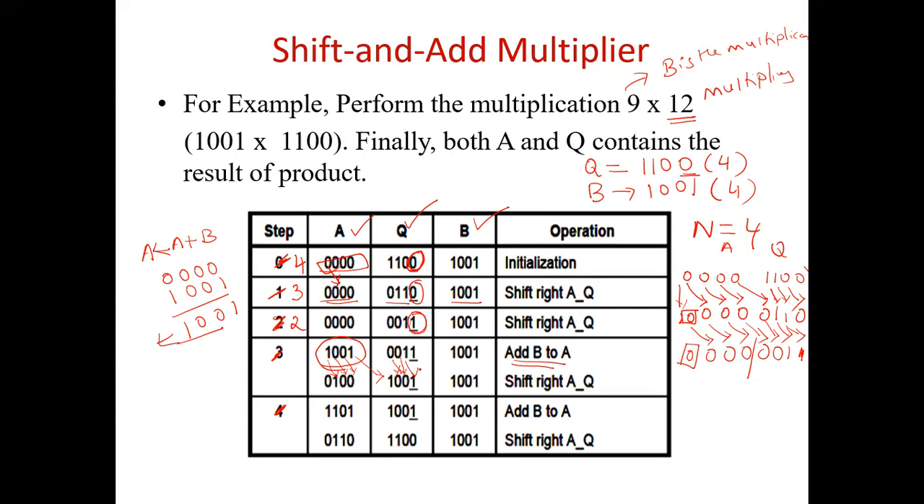Once I complete the process, my n value is decremented by 1. Okay, n value is decremented. Fine, so this is the thing. Again, I will check my Q naught. Q naught is again 1, so I have to add my A value with B. My A value is 0, 1, 0, 0 and B value is 1, 0, 0, 1. So the answer is 1, 0, 1, 1. So my A value is replaced with 1, 0, 1, 1, and the same Q value and B value are written.